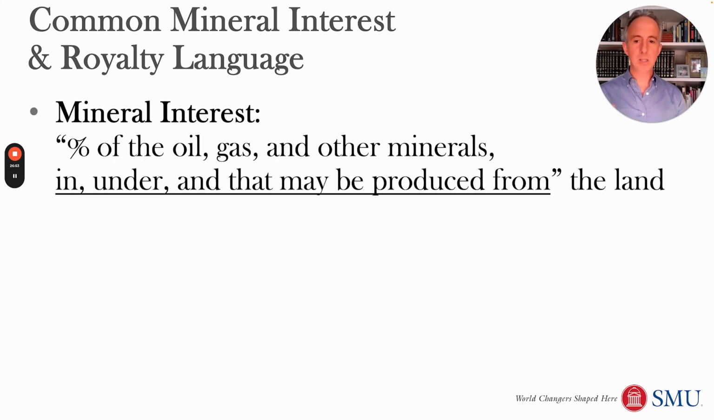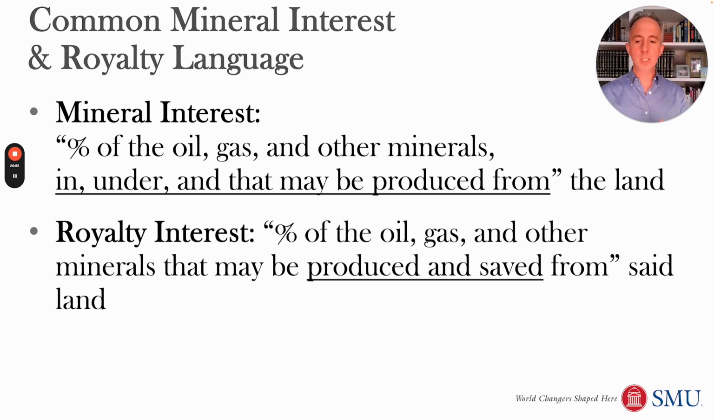So, common mineral interest and royalty language. Here again, mineral interest, very often going to say in, under, and that may be produced from the land. Royalty is often going to say produced and saved. Now, one thing that's a little bit confusing, both of these kinds of language have the word produced in them. Why does the mineral interest, if it's really just describing oil and gas in the ground, have that word may be produced from? Remember, that's because of the rule of capture. So if you have the oil and gas on the land, you not only have the oil and gas underneath the land, but also you can produce oil and gas from that land that draws production from your neighbor's land. And so that's why we have to include that caveat of produced from.